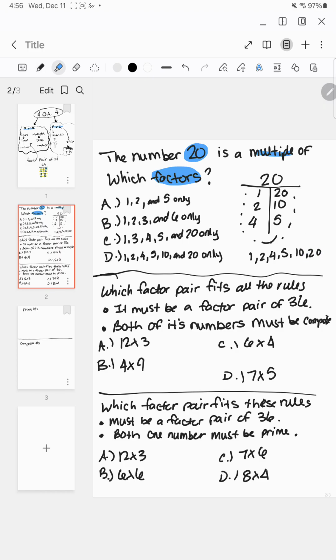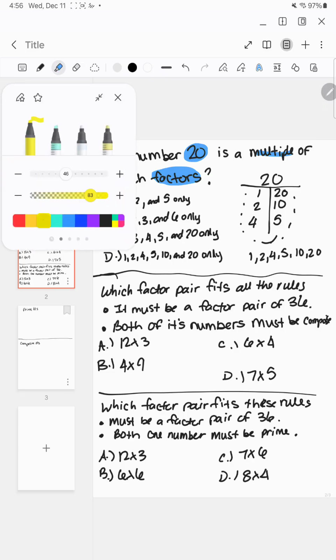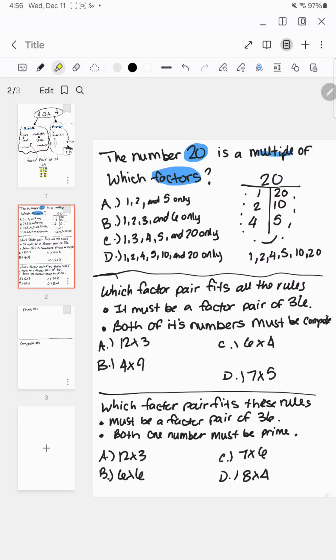Now, if I'm taking a test, I'm going to look for my dumb answers, the answers that I know are wrong. So if I look here, A says 1, 2, and 5, and I see a keyword: only. B says 1, 2, 3, and 6. Now if I look, 3 and 6 are nowhere on that chart. So I already know B is wrong, because 3 times nothing will equal 20. 6 times nothing is going to equal 20.